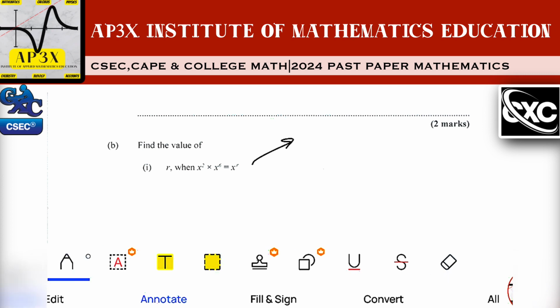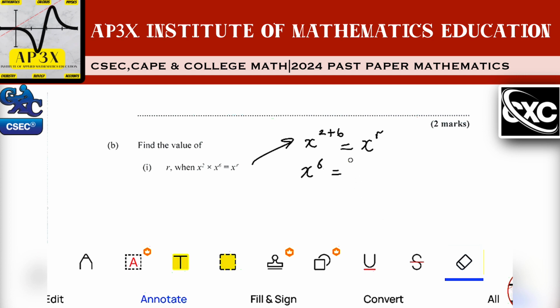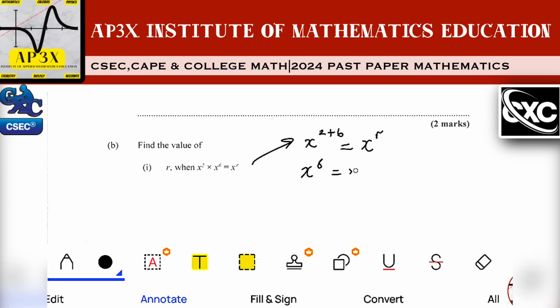So what we're looking at is x, rewrite, and then we're going to add 2 plus 6, and then we're going to equate that to x to the power of r. So that's x to the 8, and that's going to be equal to x to the r. Okay, good. So now we have x to the r, and according to the laws of indices, if the bases are the same and one term is equal to the other, then we simply drop the base and equate the powers. So 8 is equal to r.